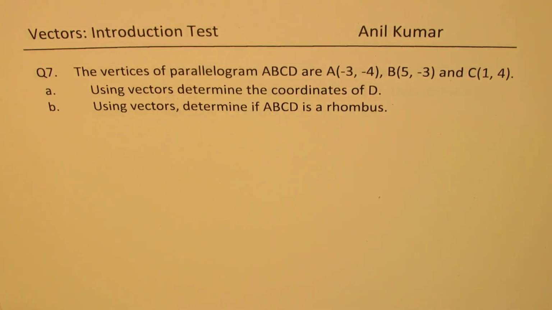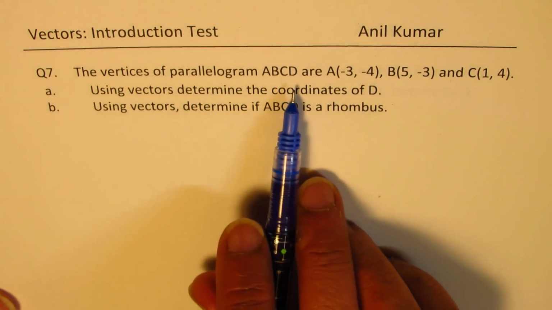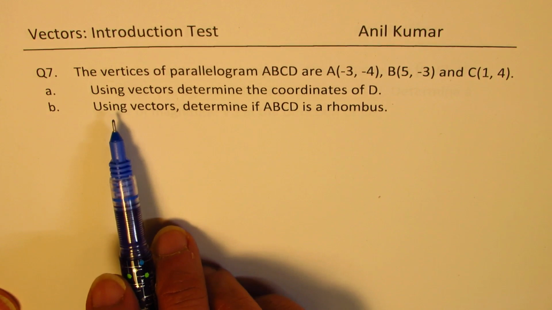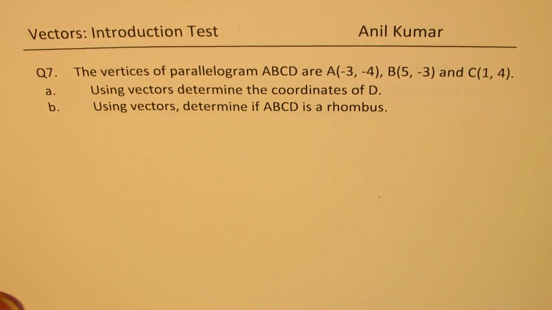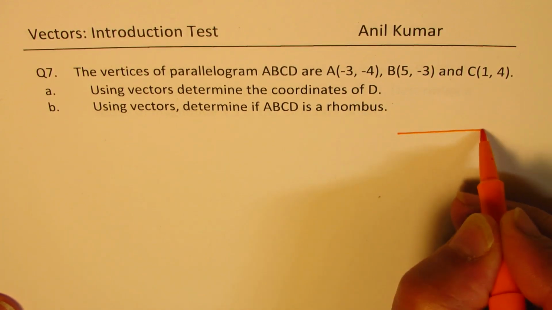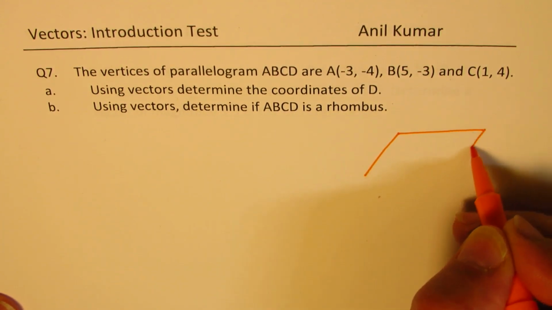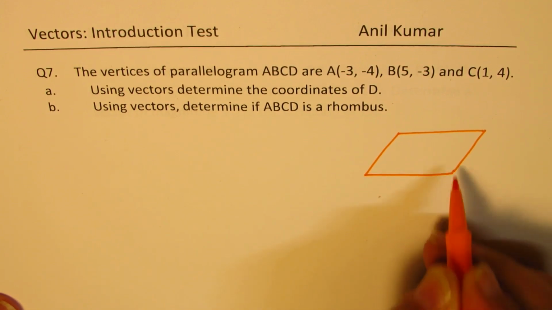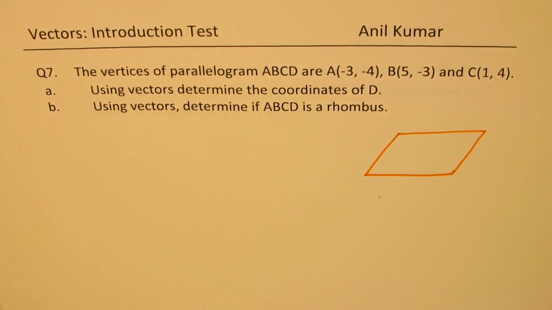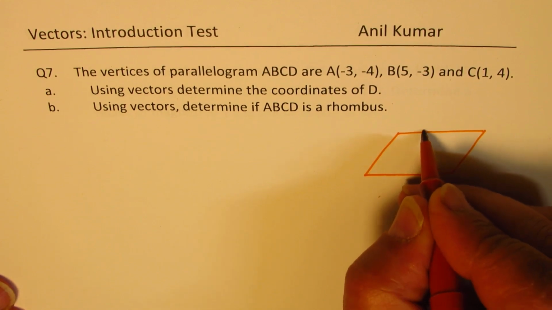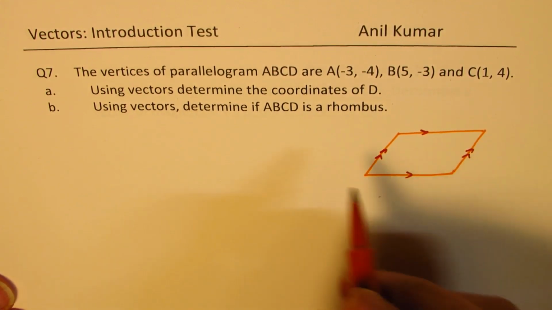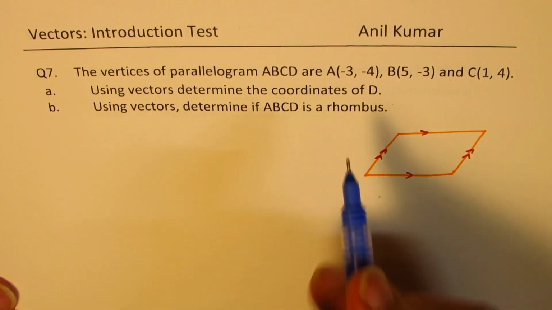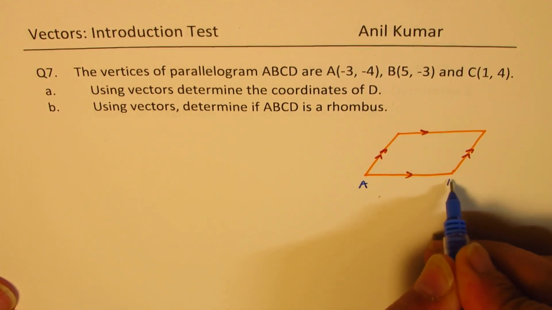Here is question number 7. The vertices of parallelogram A, B, C, D are given to you. Using vectors, determine the coordinates of D. So let's sketch one. Okay, so let's say this is a parallelogram. That means the opposite sides are parallel and also equal, right? So we have A, B, C, D. Let's write them in order.